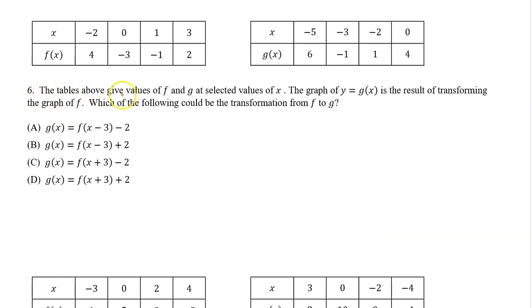Number 6, the tables above give values of f and g at selected values of x. The graph of y equals g of x is the result of transforming the graph of f. Which of the following could be the transformation from f to g? So we're going from here to here. Let's pick a pair of corresponding x values to compare. So -2 is becoming -5 somehow. The -2 will become a -5.